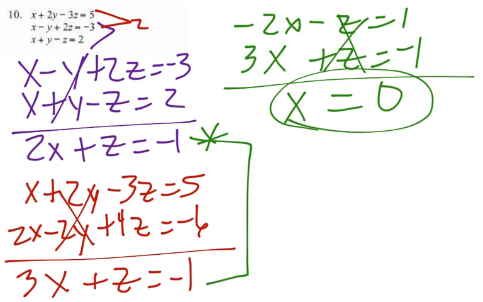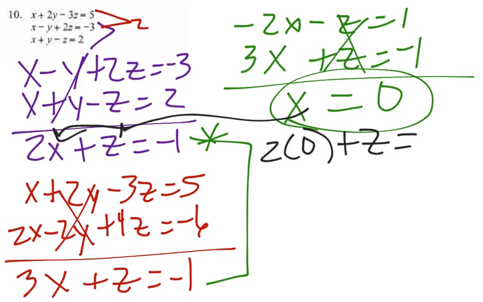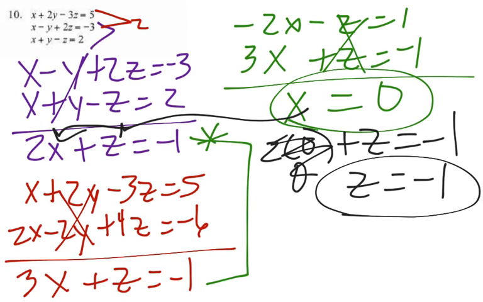Take that back to one of these. Let's go to this one right here. We're actually going to put it over here for x. 2 times 0 plus z equals negative 1. 0, that actually goes away. z equals -1. There's your second answer.